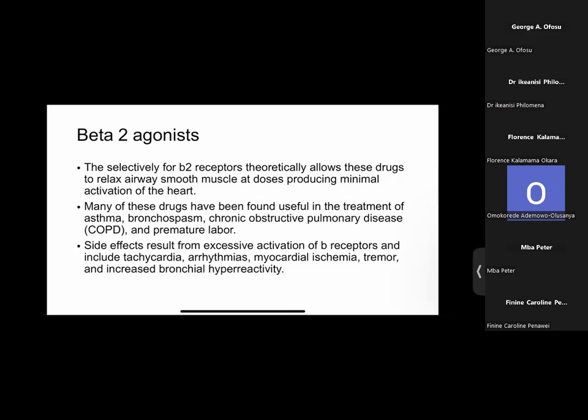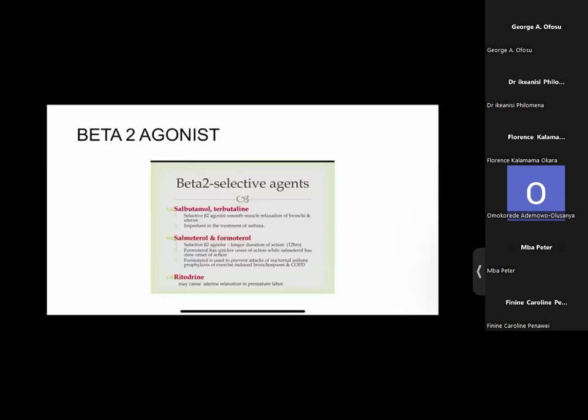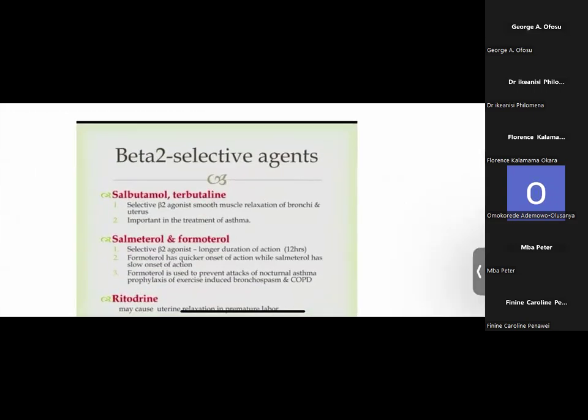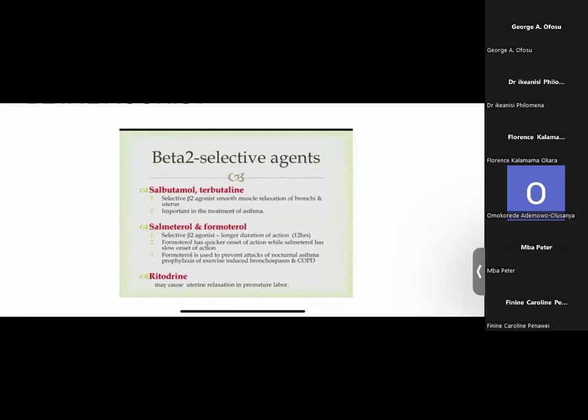The next slide shows what I have just explained. The selective beta 2 agonists with long duration have a longer half-life. Ritodrine may also cause relaxation of the uterus in premature labor.